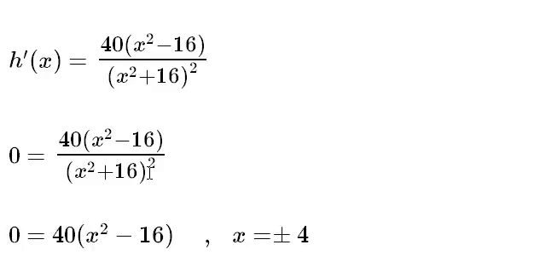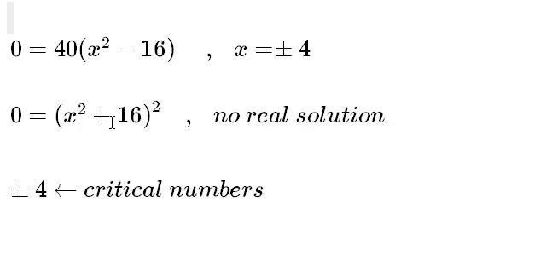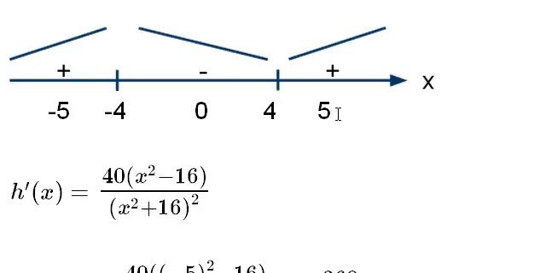All right, then we're going to take the denominator and set it equal to 0. Okay, but there's no real solution to this equation here. There's not anything I can plug in, no real number I can plug in here to get this side to be 0. So our critical numbers are just plus or minus 4.